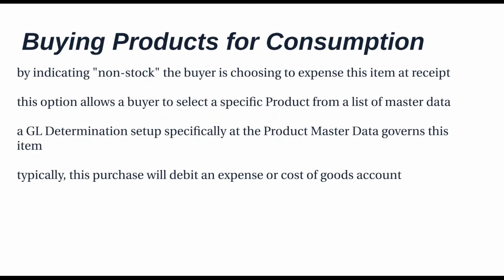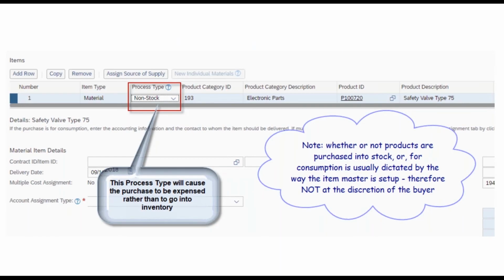And buying products for consumption. So by indicating non-stock, the buyer is choosing to expense this item at receipt. This option allows a buyer to select a specific product from a list of master data. A GL determination set up specifically at the product master data governs this item. And typically this will debit an expense or cost of goods account. So this process type causes the purchase to be expensed rather than going into inventory. There are settings in the background that kind of dictate whether or not this will work. So it's not always really the discretion of the buyer. Sometimes it's the way the item is set up itself.